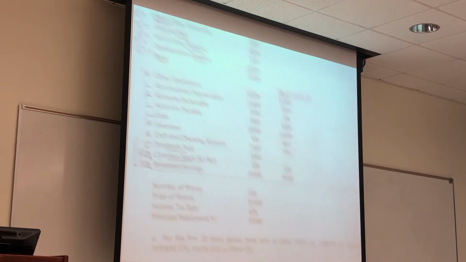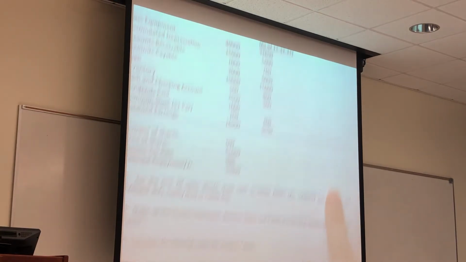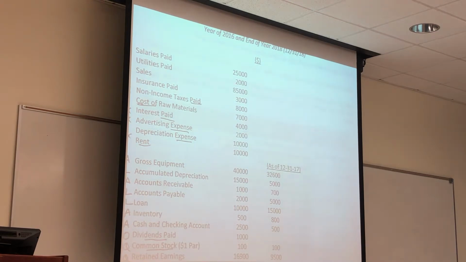Okay. So the second question asks, make the income statement, the balance sheet, funds flow. To do this, you just got to memorize how those statements are made. We did the income statement in quiz 5 and in the previous review session. Let's just do it again.